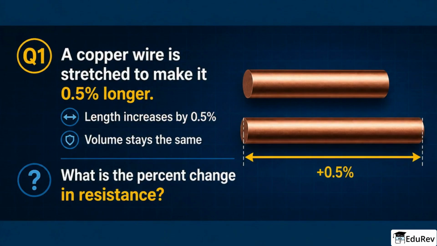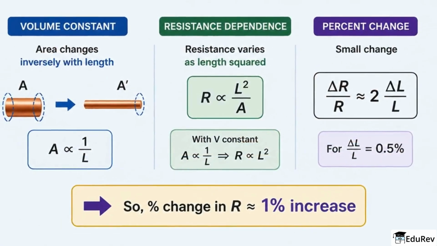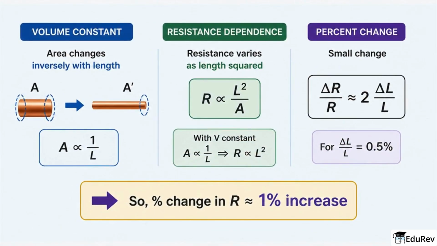Question number 1. A copper wire is stretched to make it 0.5% longer. Volume stays the same. What is percent change in resistance? Volume constant means area changes inversely with length, and resistance varies as length squared. So percent change in R is about 2 times 0.5%, giving 1% increase.